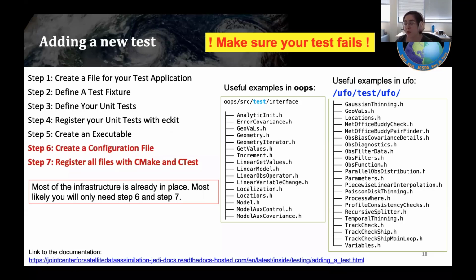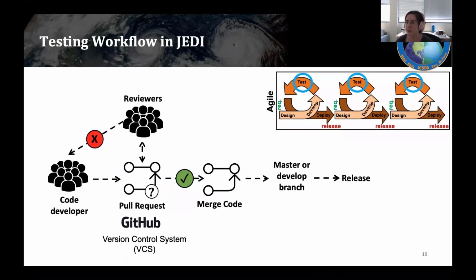Also, another point is that when you add a new test, make sure that you also test the test. What I mean by that is to make sure your test is failing when it's supposed to fail. You can work with the YAML file to see, for example, if you set the tolerance to 0, is that going to fail? Or things like that, basically. So make sure that you test your test and make sure that your test fails when it's supposed to.